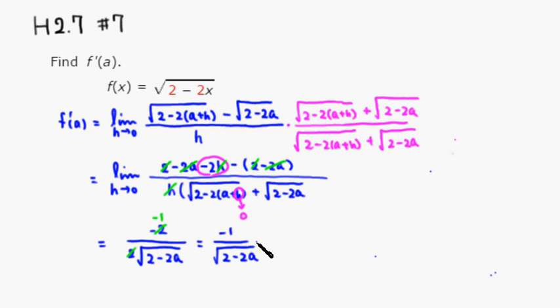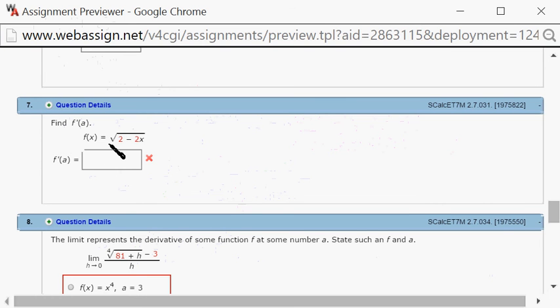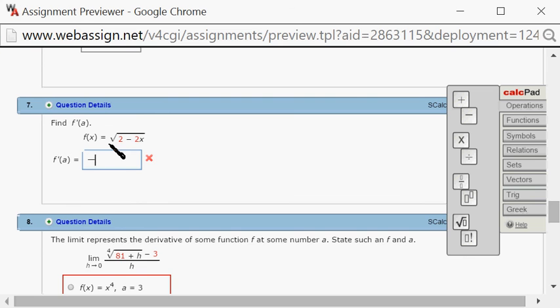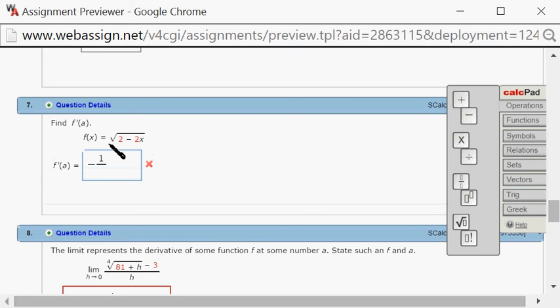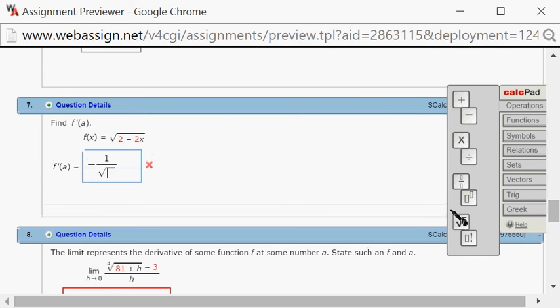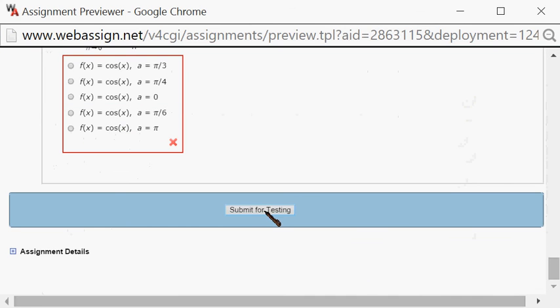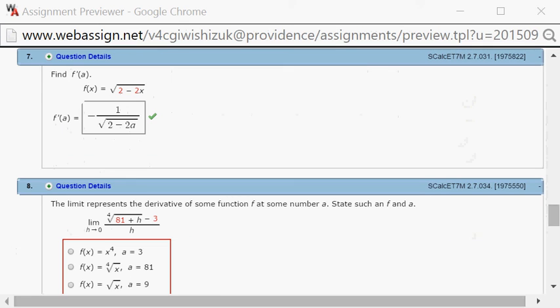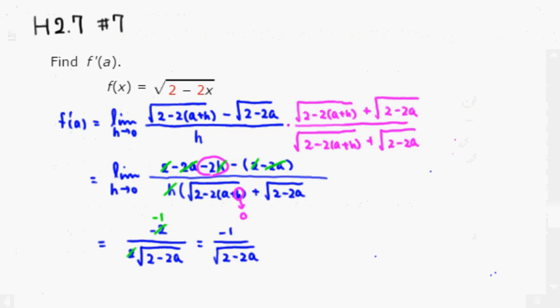Alright, so let's type it in. So we got negative 1 over the square root of 2 minus 2a. Let's go down and submit for testing. It came back and looks like we got this one correctly. Alright, that's it. I hope that this was clear.